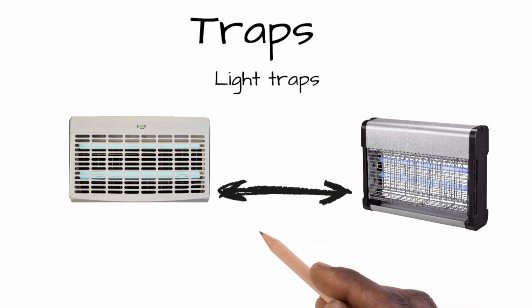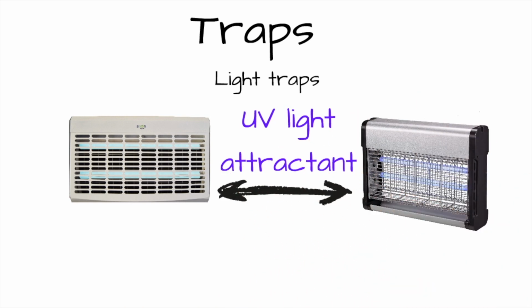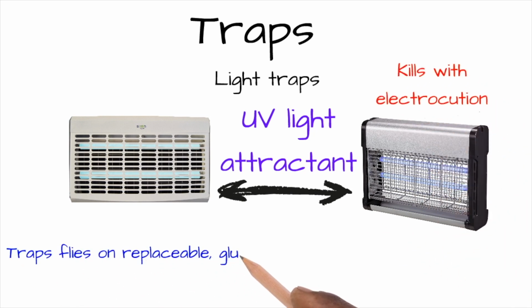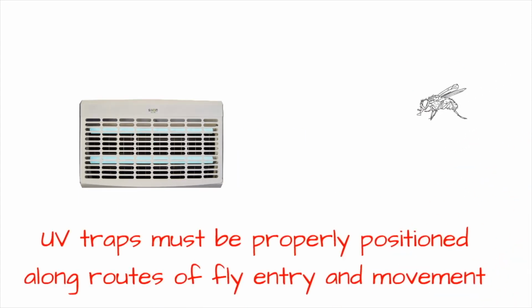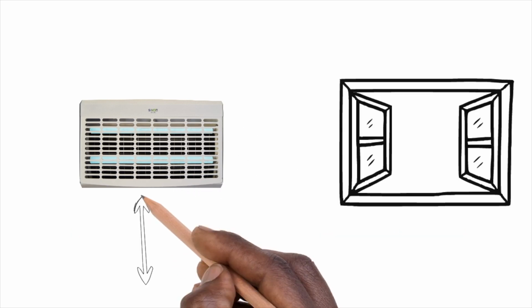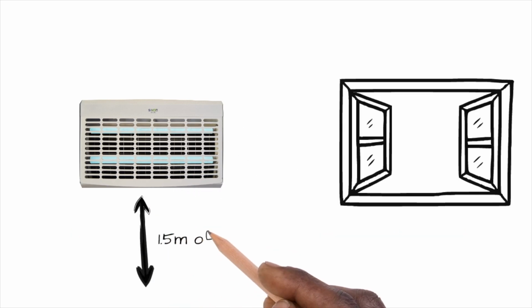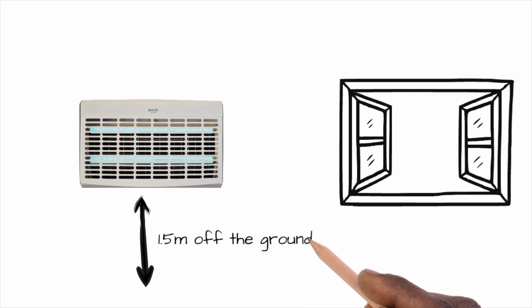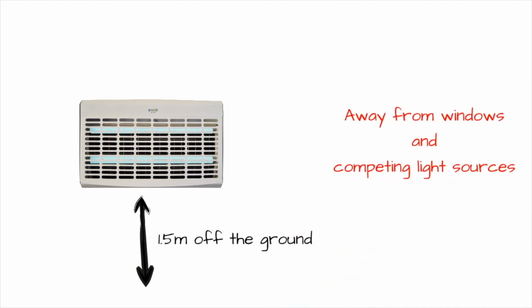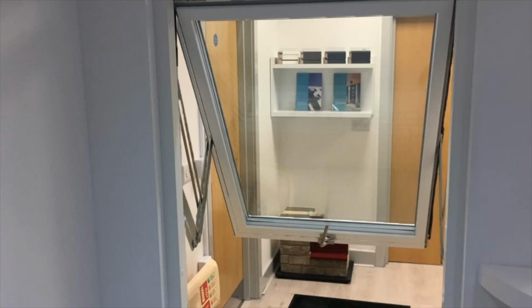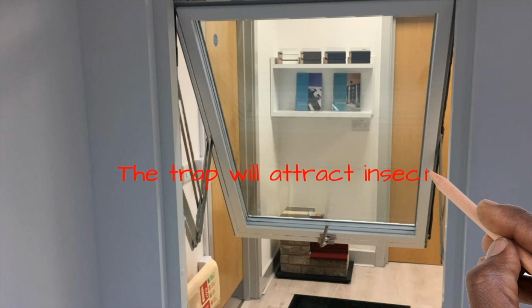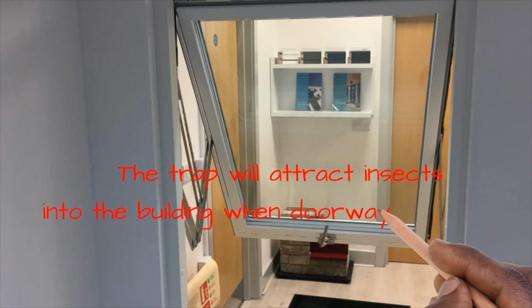These traps usually employ ultraviolet light as an attractant and kill either by electrocution or entrapment on replaceable glue-covered cardboard inserts. In order for these traps to be effective, they must be properly positioned along routes of fly entry and movement. They must also be installed at the proper height, ideally within 1.5 meters of the floor, and away from windows and other competing light sources. The glow of a light trap should not be visible from outside. Otherwise, the trap will attract insects into the building when doorways are open.